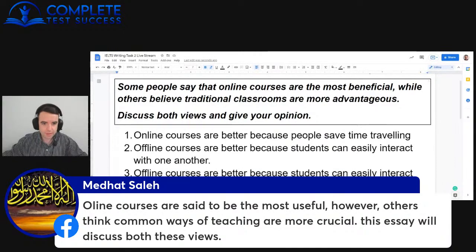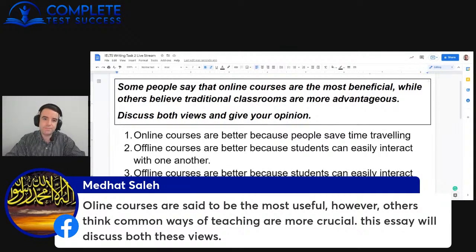Okay, Medat. Online courses are said to be the most useful, however, others. So again, if you want to use while, it has to be some and others. Those two have to go together when you use that structure. And you spelled online incorrectly. Others think common ways of teaching are more crucial. Common ways of teaching is too vague. That doesn't necessarily mean in a traditional classroom. And then are more crucial.